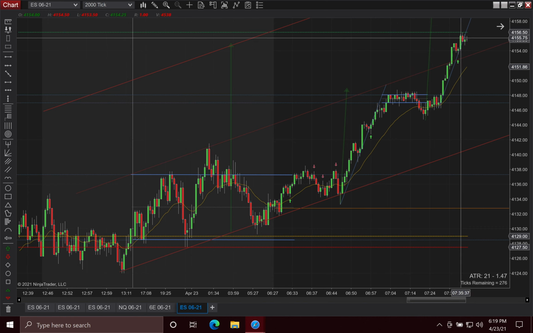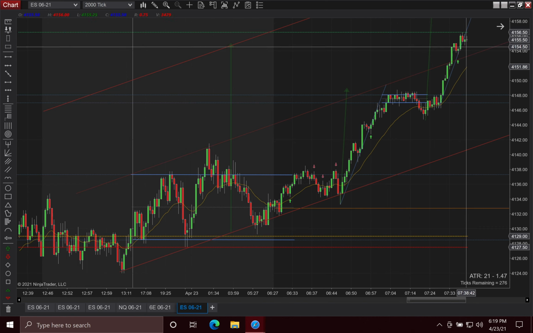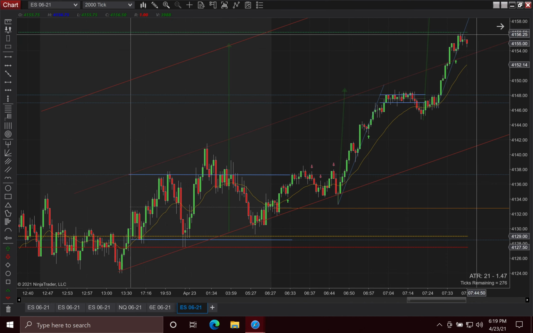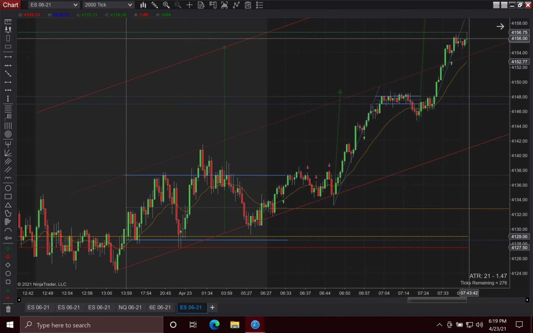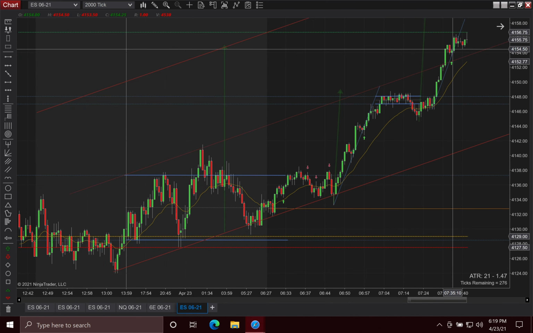Gets a little spooky in here. I don't know if you would have gotten your scalp yet. 54.50, 56.50. So you probably need one more tick in order to get that scalp. One more tick higher. It's getting a little spooky in there. There's your extra tick. So you would have gotten out on that trade.